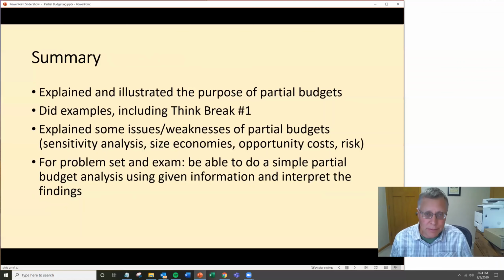When you get all done, you come up with a number. What does it mean? How do you interpret it? How would you bring in things like risk, for example?